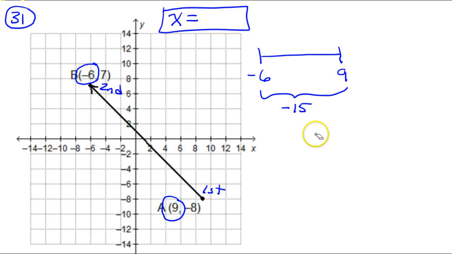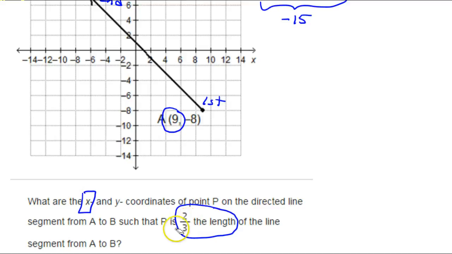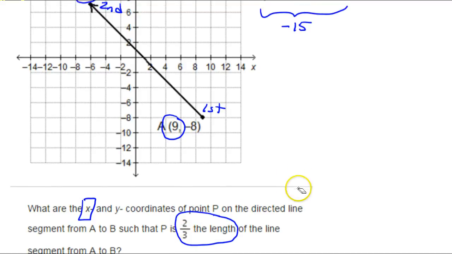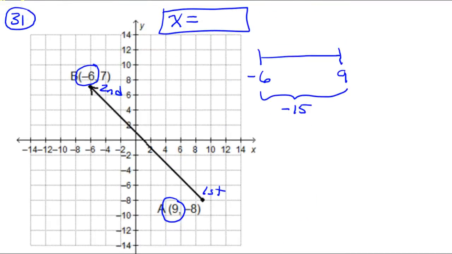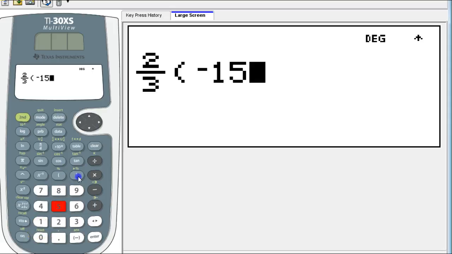Now, remember what I said was the key. We want to go 2/3 of the way. So we want to go 2/3 of -15. So I'm going to take my -15 that I just found, and I'm going to do 2/3 of that. So let's see, what's that? 2/3 of -15. That's -10.